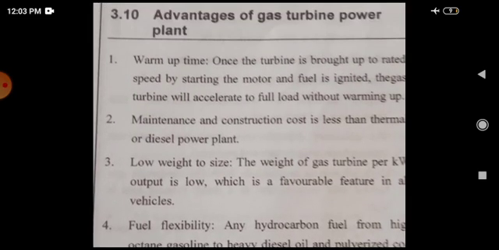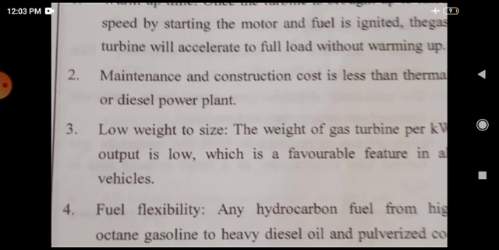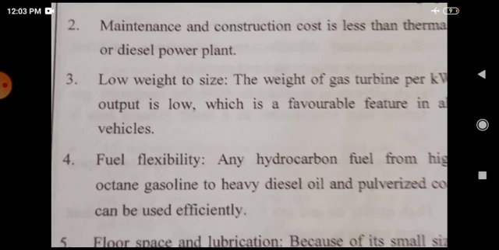Here are some advantages. Warm up time: once the turbine is brought up to rated speed by starting the motor and fuel is ignited, the gas turbine will accelerate to full load without warming up. Maintenance and construction cost is less than thermal or diesel power plants. Then low weight to size ratio: the weight of the gas turbine per kilowatt is low, which is a favorable feature in vehicles.